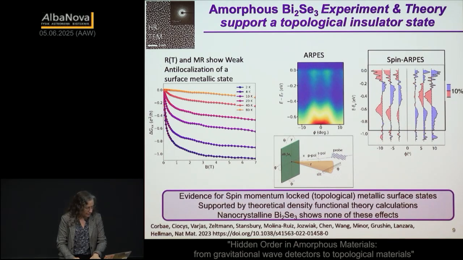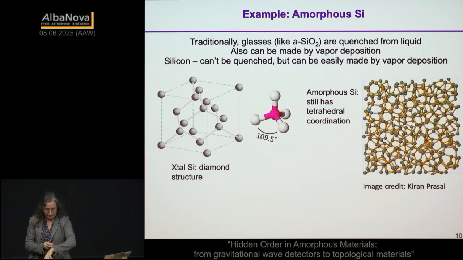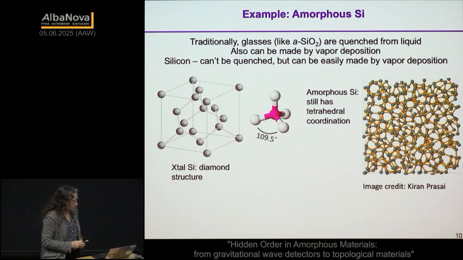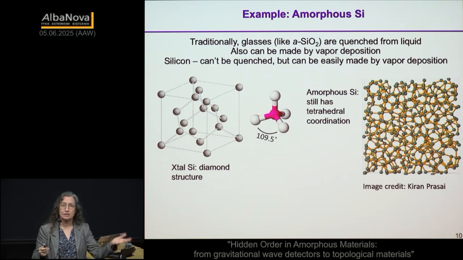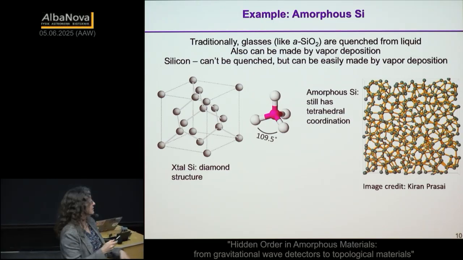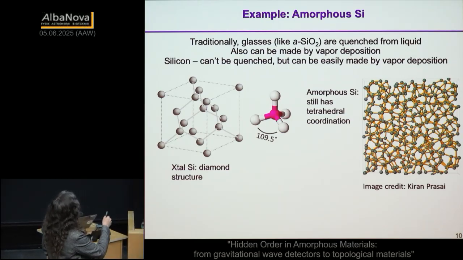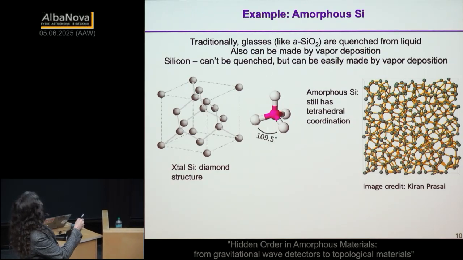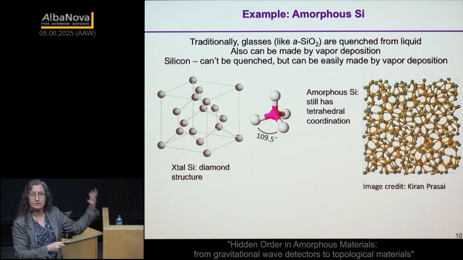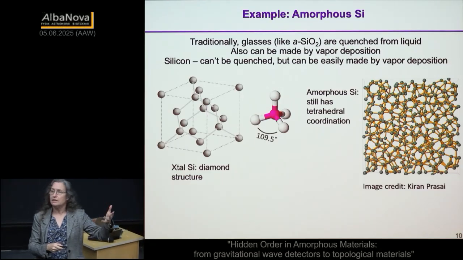Okay, so now I am going to move on and talk about amorphous silicon. I'm going to start by showing you the crystal structure. It's the diamond structure. I don't know if people know that, but it is. So each silicon is bonded to 4 atoms in the crystalline structure. There is a tetrahedral bond angle of 109.5, and of course in the crystal, every atom has that.